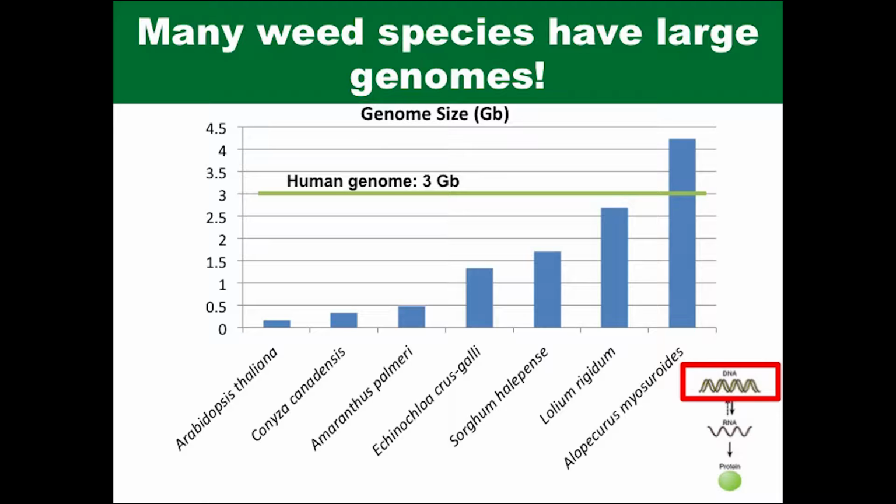Kochia, fortunately, is a bit in the middle. I don't have it on this plot, but it's at about 1 gigabase for the Kochia genome. So a little bit more workable.